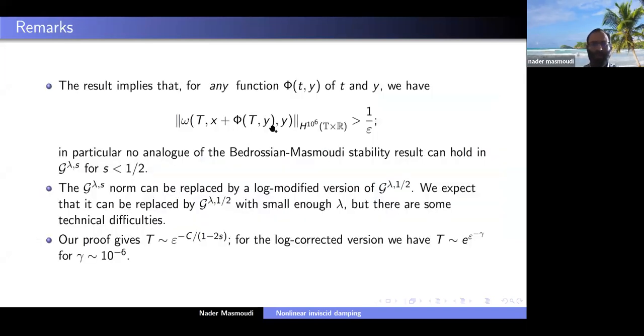Also, one can actually make any change of coordinate you want. One may think that this is due to the change of coordinate. But one can put any change of coordinate, it will not work. One can even replace this s strictly less than 1/2 by 1/2, but then you need some smallness on lambda. And from the proof, this is the kind of estimate that one has on the time you have to wait to see the instability forming.